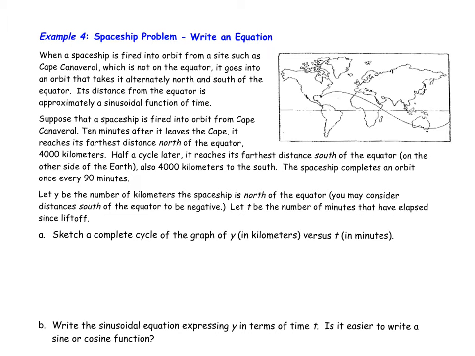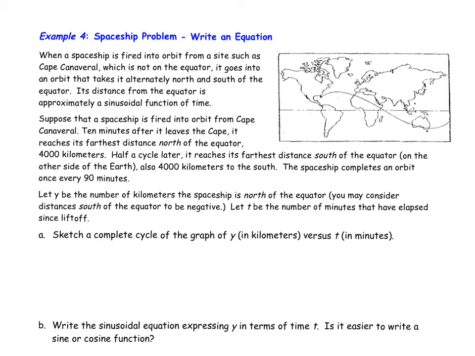In note 6.7, example 4, we're going to write an equation to model the motion of a satellite that's fired into orbit. And the equation is going to give us the distance north and south of the satellite from the equator. So I'm going to read the description so we know what we're dealing with.